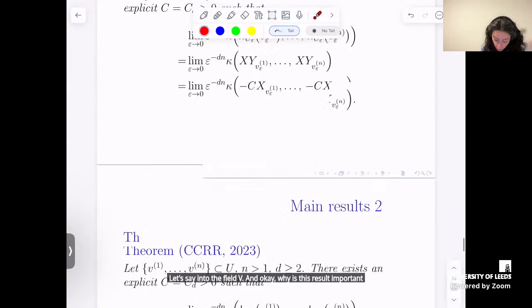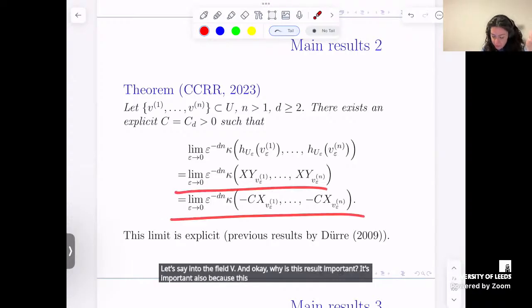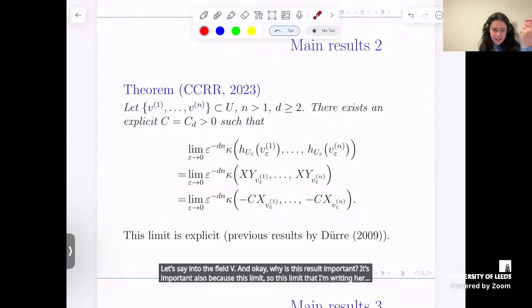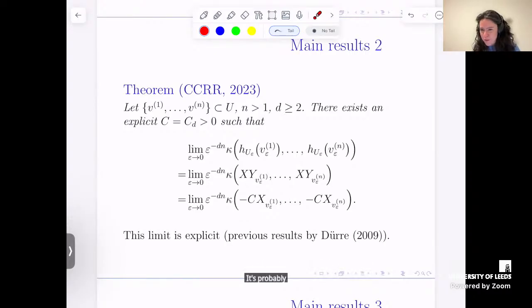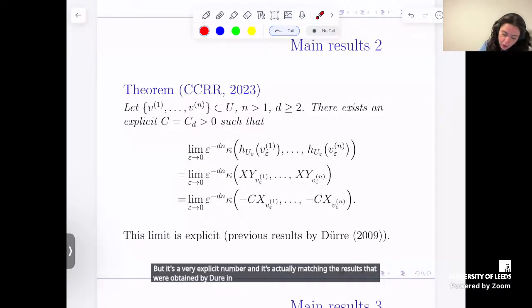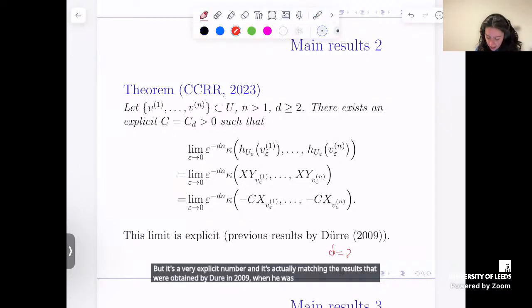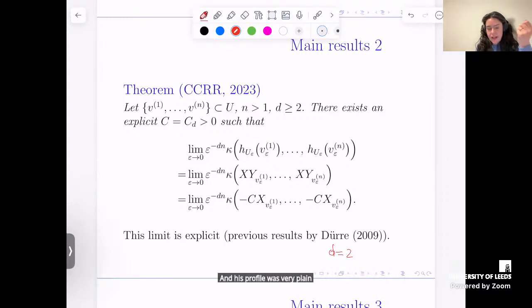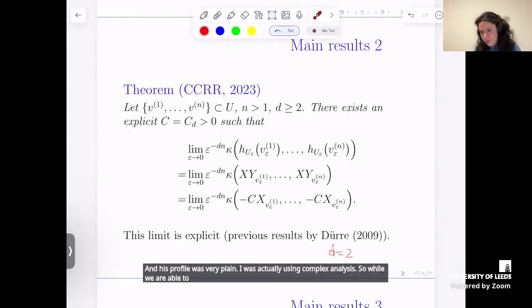And okay, why is the result important? It's important also because this limit that I'm writing here is a number. It's probably not a very pretty number. That's why I'm not writing it here, but it's a very explicit number. And it's actually matching the results that were obtained by Dürre in 2009 when he was trying to compute the height one field limit for the abelian sandpile when he was working in 2 dimensions. And his proof was very planar, was actually using complex analysis, while we are able to extend this to dimensions higher than 2.